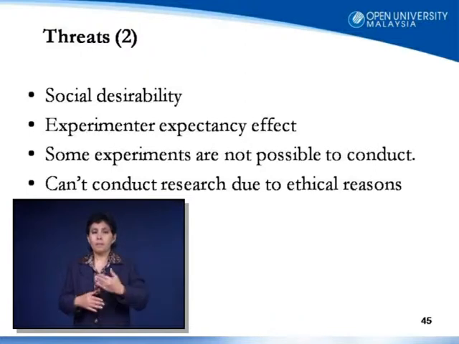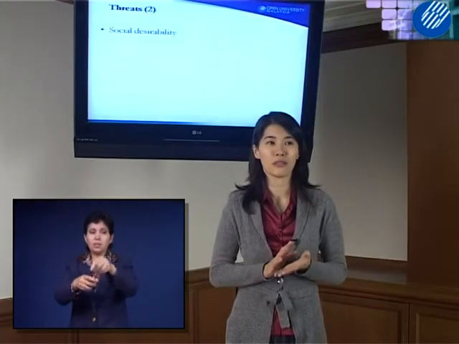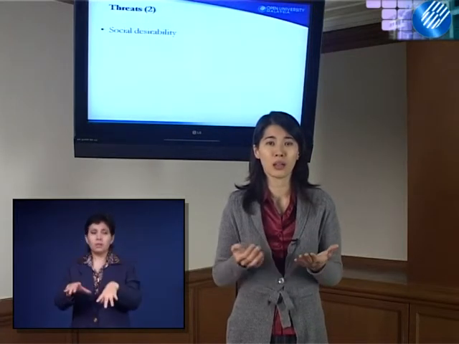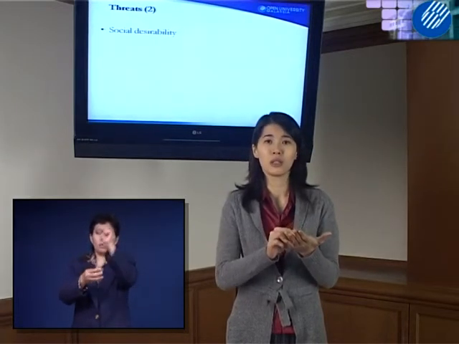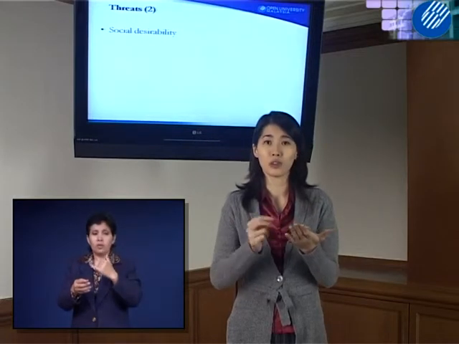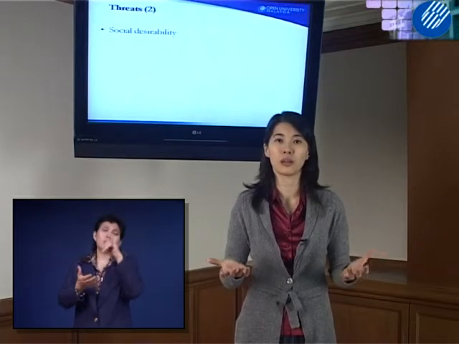Now, next is social desirability. It means participants tend to answer in line with what people want. Let's say you want to test helping behavior. If you give them a questionnaire asking, do you help? Of course, they would tick yes. Are you a kind person? Of course, they would tick yes, because that's what people desire in the social world.